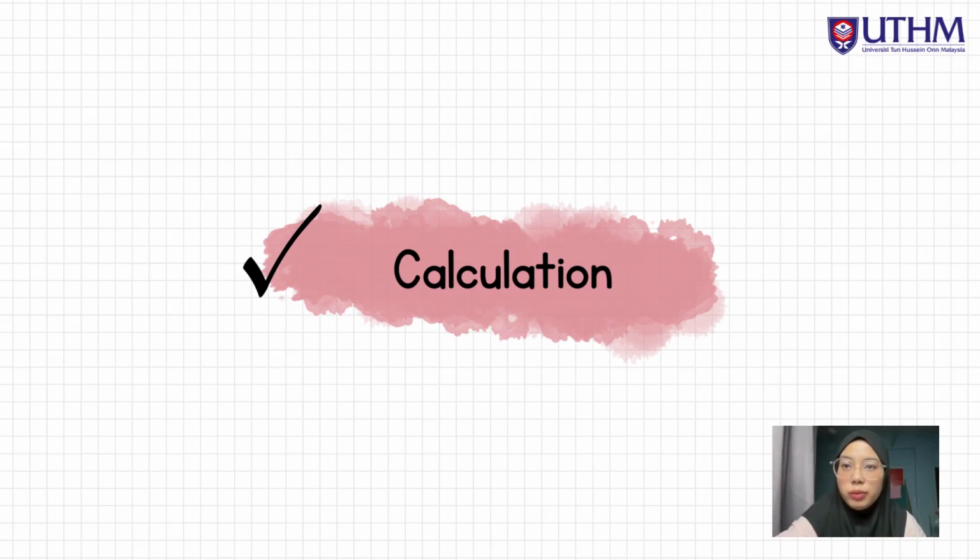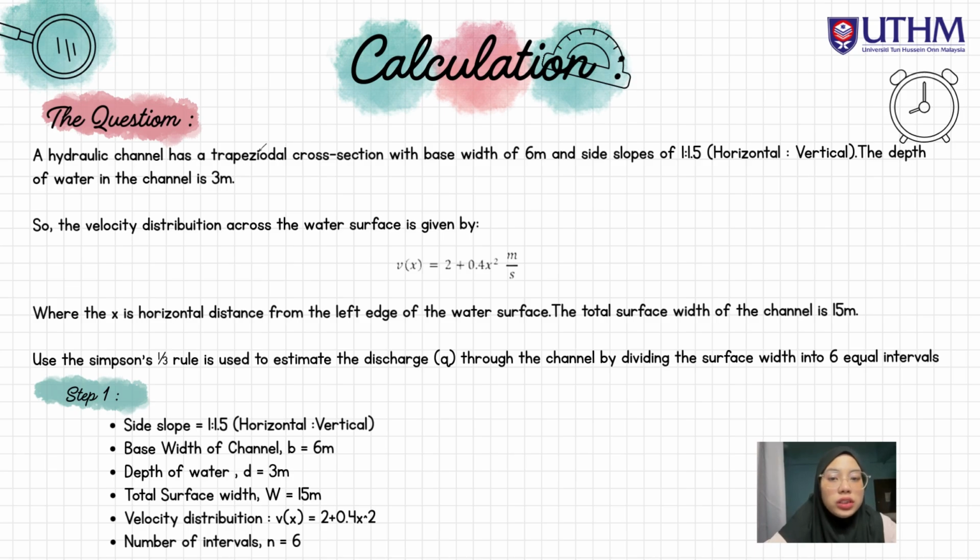I would like to share about the calculation for this project. For the calculation, we already chose the question for this project. The question is: a hydraulic channel has a trapezoidal cross-section with a base width of 6 meters and side slopes of 1:1.5, horizontal to vertical. The depth of water in the channel is 3 meters.